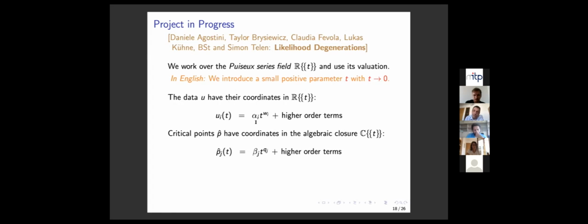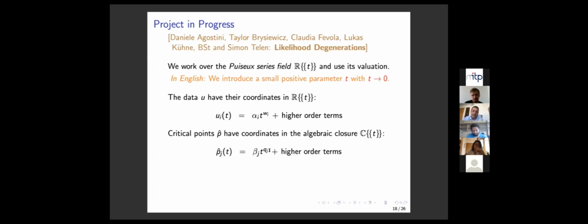Now then we solve the likelihood equations. We get 6 solutions or 74 million solutions. Now, each of these critical points p hat has coordinates in the algebraic closure. So let's say the jth coordinate, the estimated probability of the jth state, is a complex number, β_j times t^{q_j}, q_j a rational number again, plus higher order terms in t.